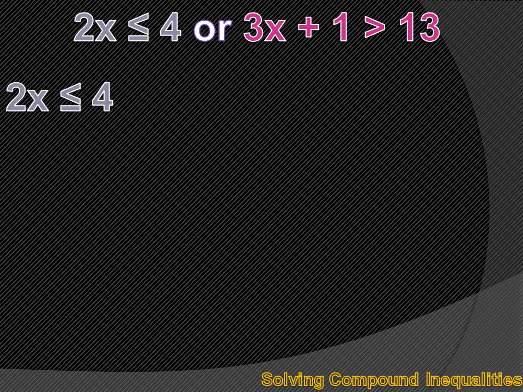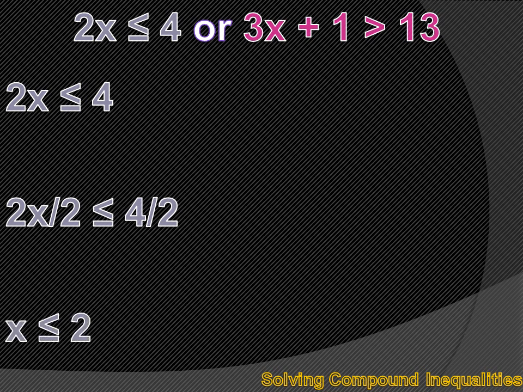Let's start with 2x is less than or equal to 4. To solve that, I need to divide both sides of the inequality by 2 in order to isolate my x. 2x divided by 2 then is less than or equal to 4 divided by 2. And I can simplify that to x is less than or equal to 2. My other expression was 3x plus 1 is greater than 13.